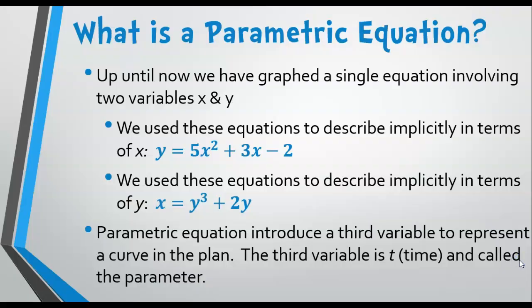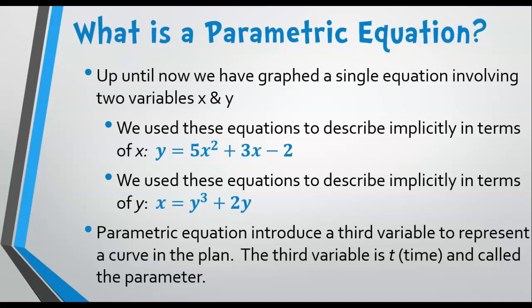So, what is a parametric equation? Well, up until now, we have graphed a single equation involving two variables, just x and y. So we could have something in terms of x and y, and we would use the equations to describe y implicitly in terms of x, meaning we would solve for y, and everything over here would be in terms of x. We could also use the equations to describe x implicitly in terms of y, meaning that we would solve for x, and everything over here would be in terms of y.